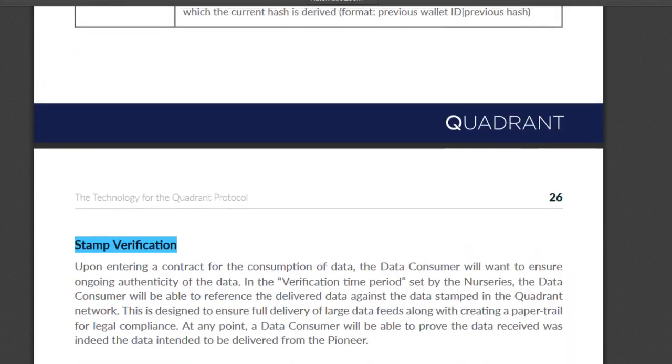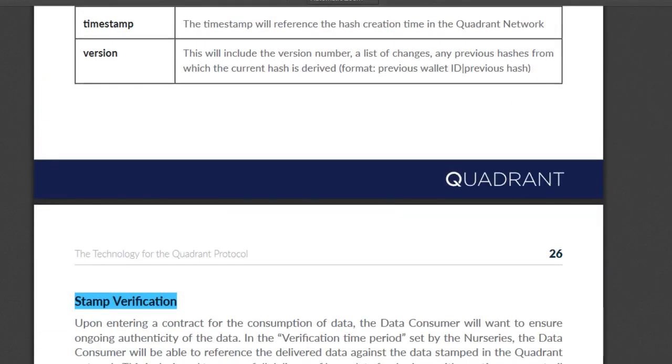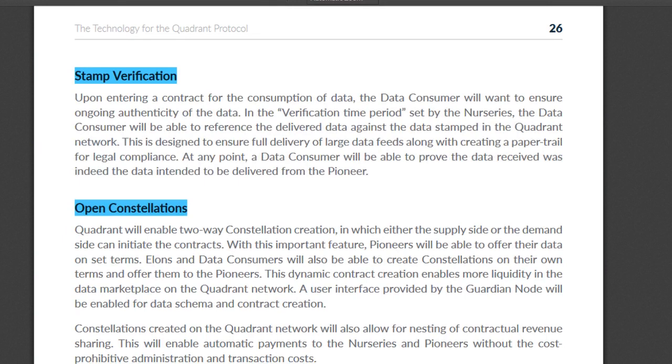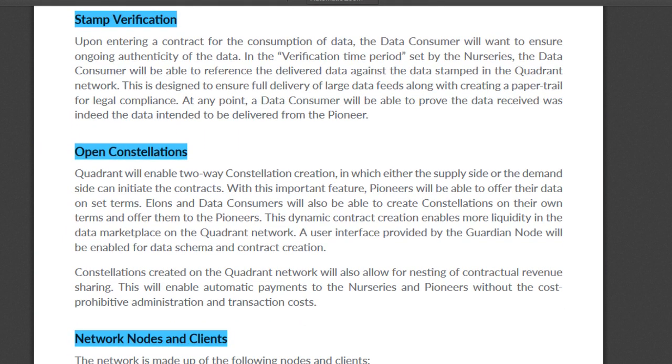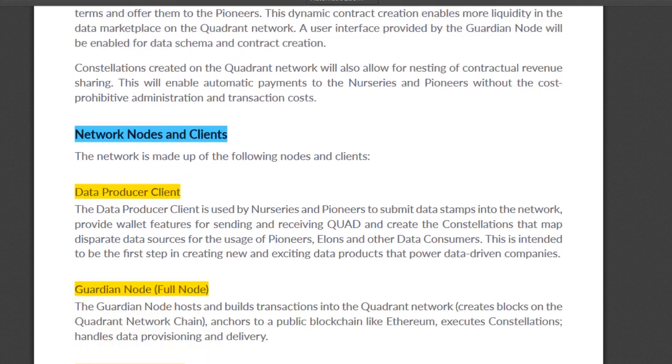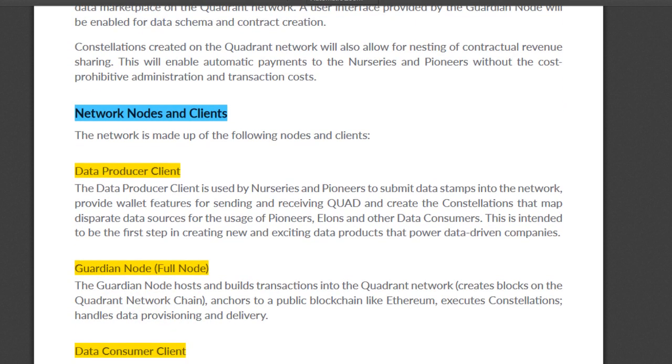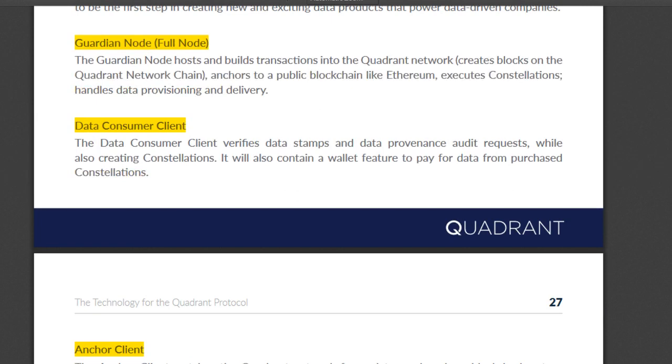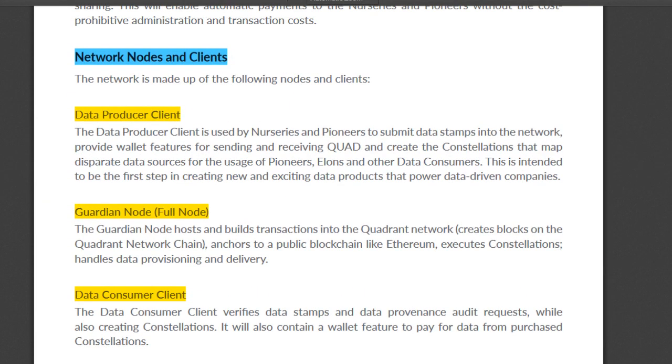But these up here, this is what it does down here. Stamp verification, open constellations where it's two-way bidirectional information, and then network nodes and clients. That's who the operators are, the same people we've been talking about for this whole paper here. Producing clients, guardian nodes, consumers, anchors. So this is just saying that there's going to be a way to access this information. That's the scripting on how to do it. These are the people that are going to be accessing each one of the clients or interfaces.